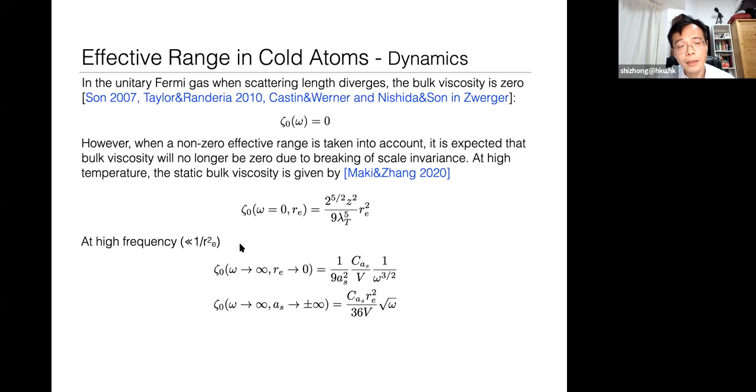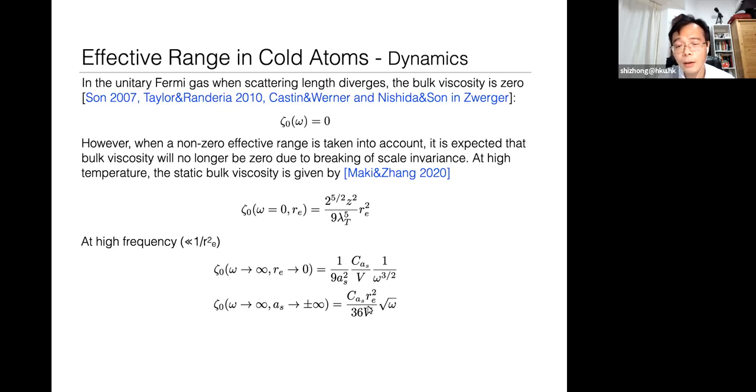And you can also calculate at high frequency what this result would be. For example, when omega goes to infinity, and also for the case where the effective range goes to 0, you get the standard result that people have already derived, for example, in Taylor and Randeria's work in 2010. But you can also ask, when the scattering length goes to infinity, which means that the scattering length drops out, what the effective range dependence is there.